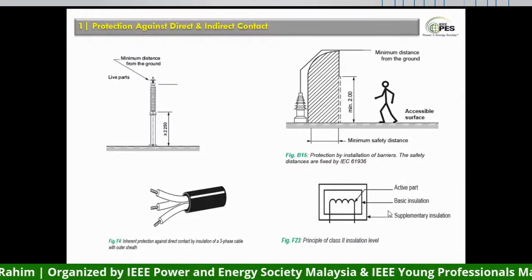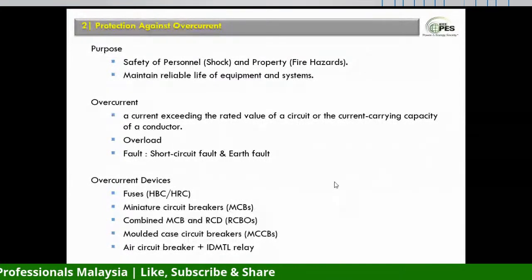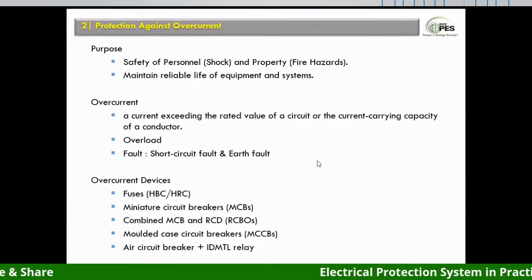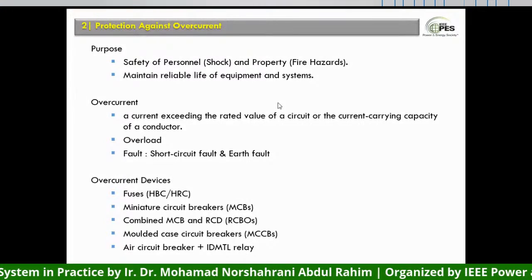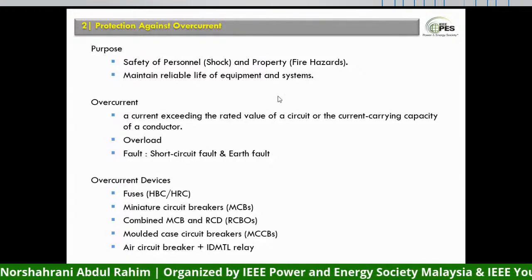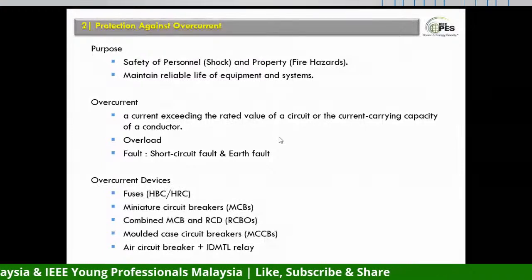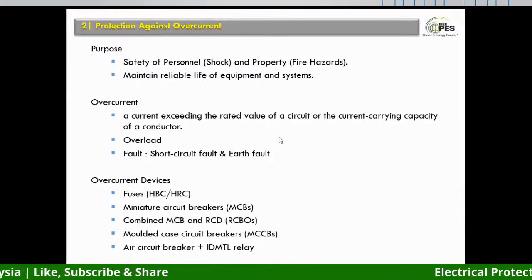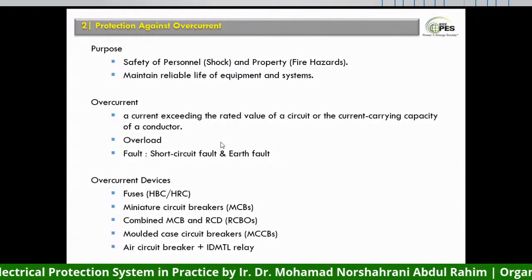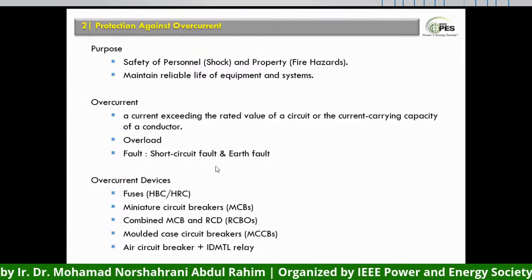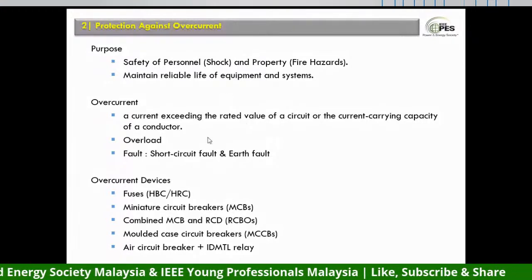Okay. Let's go through the second protection, against overcurrent. The purpose of protection against overcurrent is the safety of personnel, which is normally about electrical shock. In terms of property, it should be protection against fire hazard. So the purpose is to maintain a reliable life of the equipment and the system. Overcurrent is due to the current exceeding the normal current value. It can happen to the equipment or also to the cable when it reaches more than the current carrying capacity of the cable. Another factor of overcurrent is overload, which is a combination of high current and time. When the time increases and the fault goes on over a long time, we call it overload. And the most popular one is a fault, a short circuit fault.